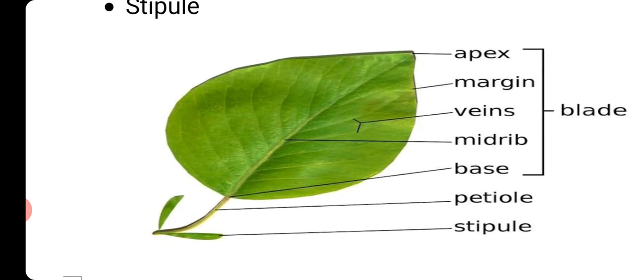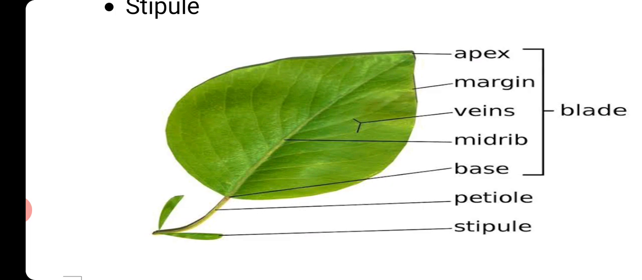You will see the diagram here. You can see the tip of the leaf is apex. The tail of the leaf is called margin. That is veins. The line in the middle of the leaf is called midrib. The end of the leaf, the end line there, is called base. And we have petiole, also called stalk. And the end base of the leaf is called stipule. You can see all these apex, margin, veins, midrib, and base are blade of the leaf.